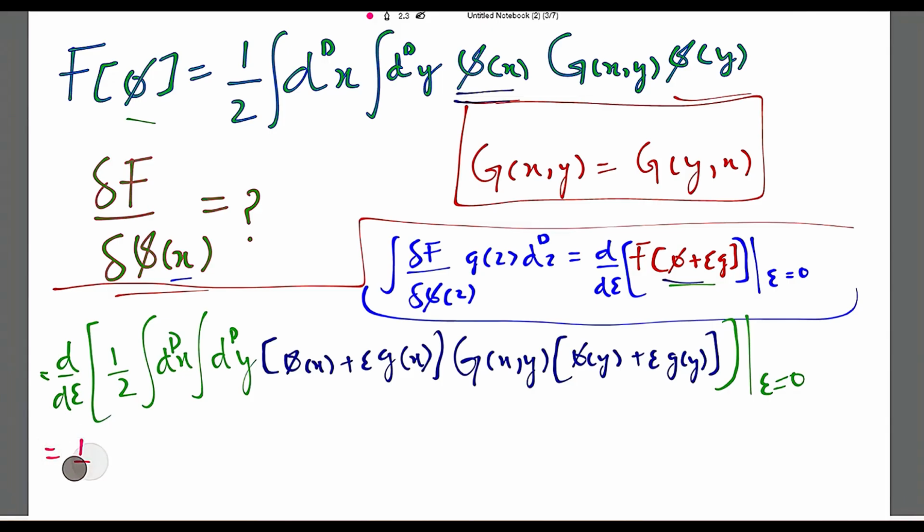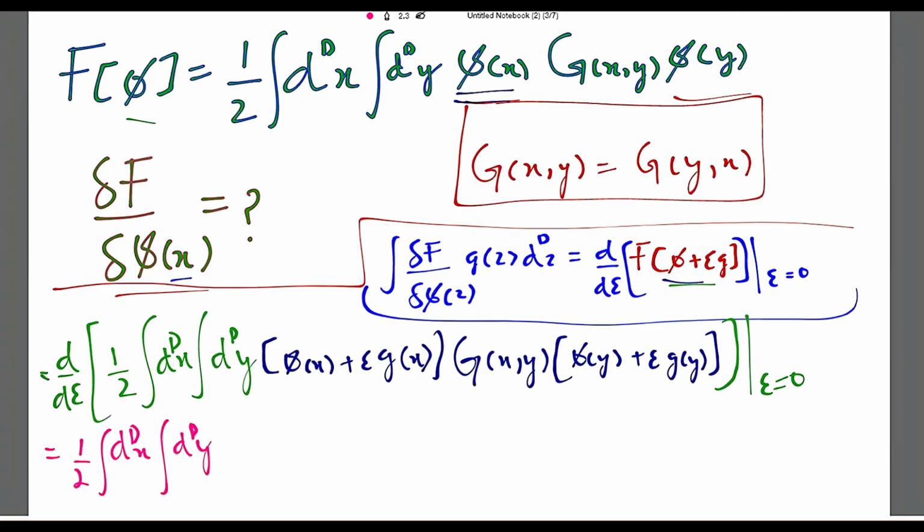First of all, we'll write 1/2 outside and then these two integrals, and we'll just move d by de inside, since the integration is in a different variable and the differentiation is in a different variable. When the variables are independent of each other, we can interchange the order of the operators, so the integration can move, and we can just move the differentiation inside, and that doesn't matter.